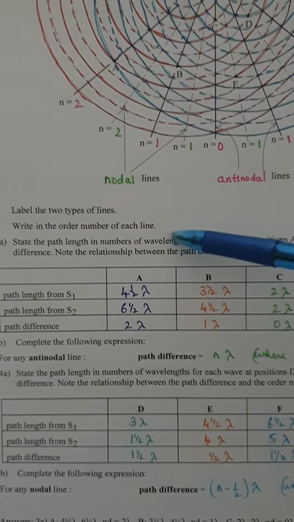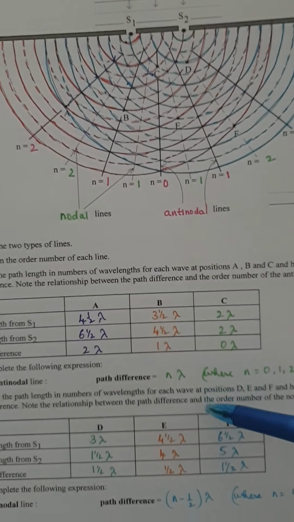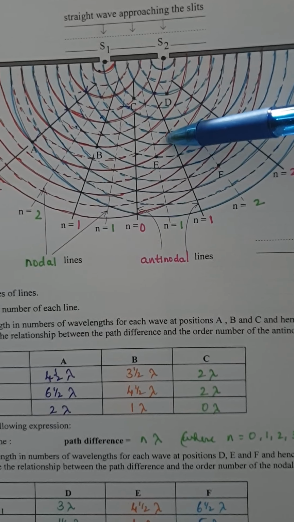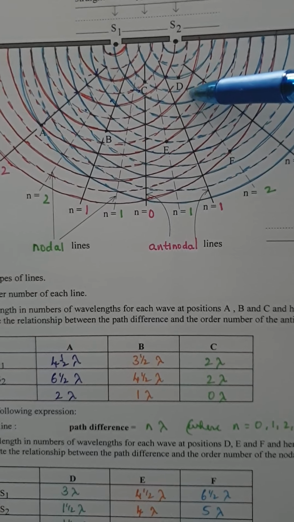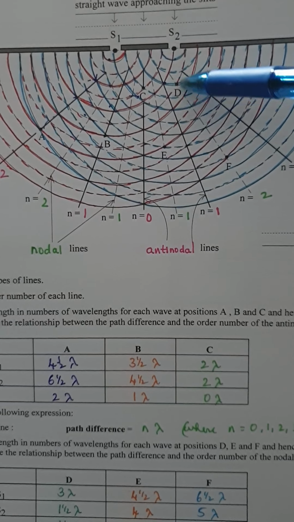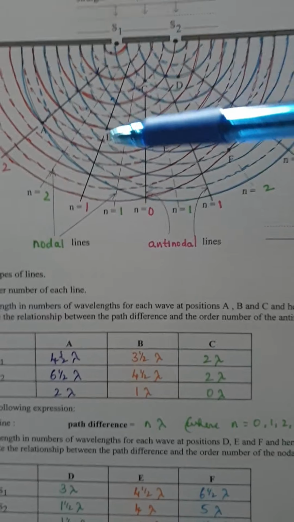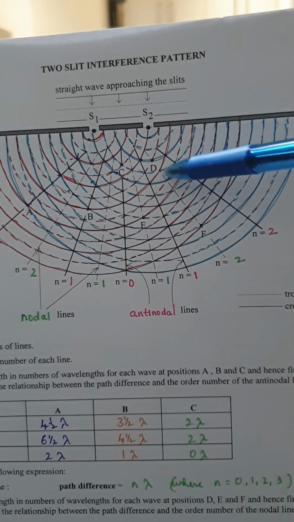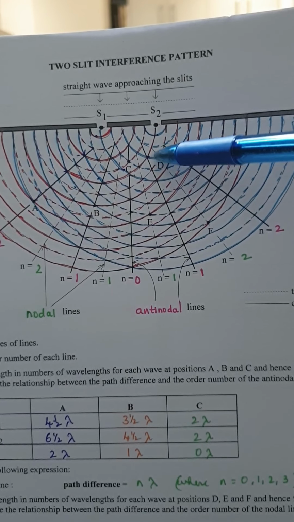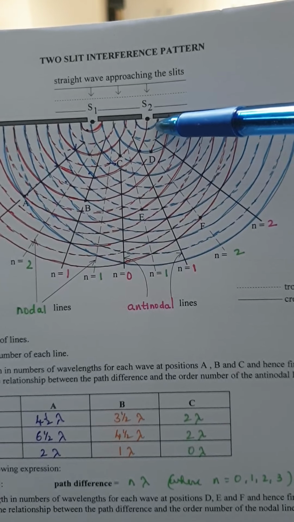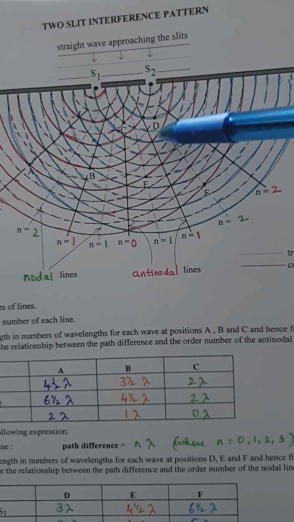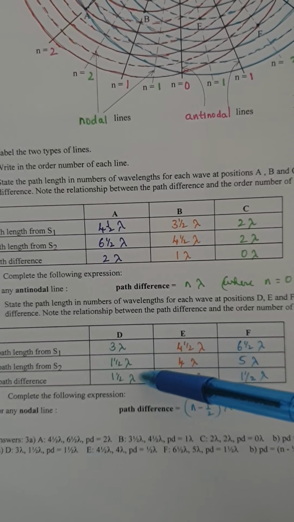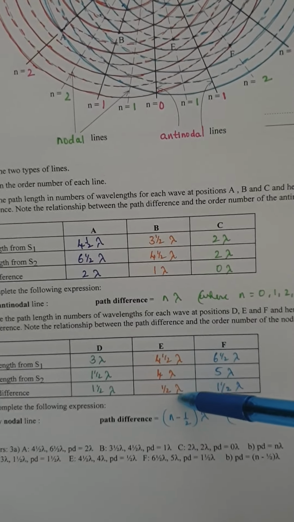Now look at the points D, E, and F, which lie along the nodal lines. Here is D. I'll show you one and then we take it on from there. For D, from S1 is where a bold line and a dotted line are meeting. The red ones are 1, 2, 3, so I got 3 wavelengths. And then the blue ones are 1.5 wavelengths. So 3 minus 1.5, you get 1.5 wavelengths. Similarly, for E you have half a wavelength, and for F you get 1.5 wavelengths.